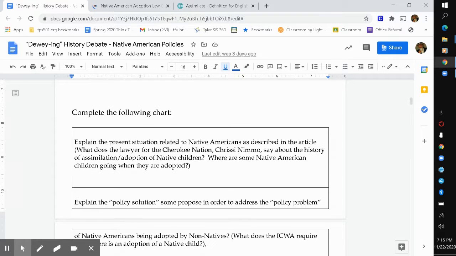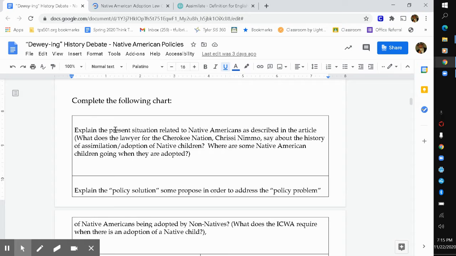While we listen to it, we're trying to find out what the present situation is related to Native Americans as described in the article. We're looking for the lawyer of the Cherokee Nation, Chrissy Nemo, what she says about the history of assimilation and adoption of Native children. Where are these Native American children going when they are adopted?